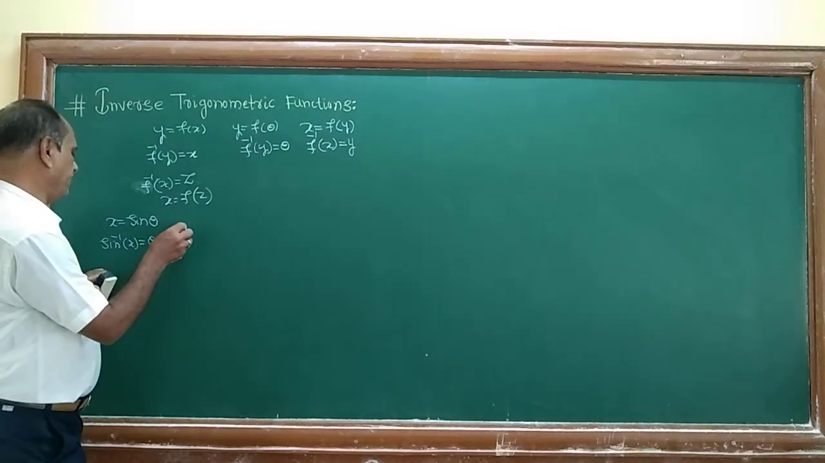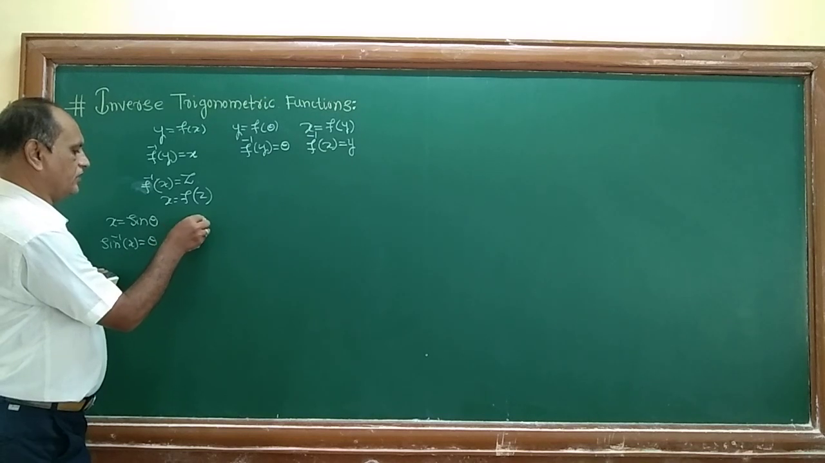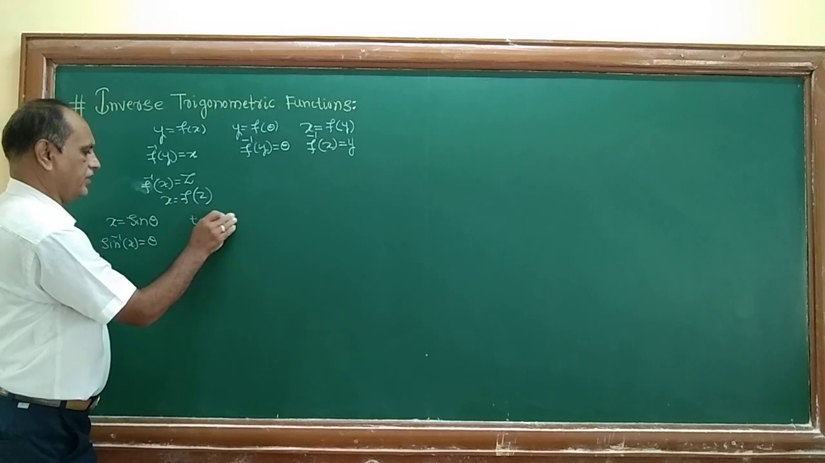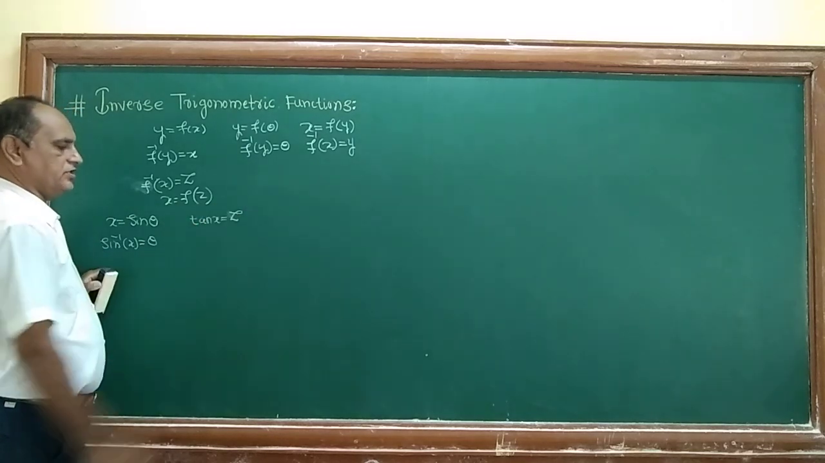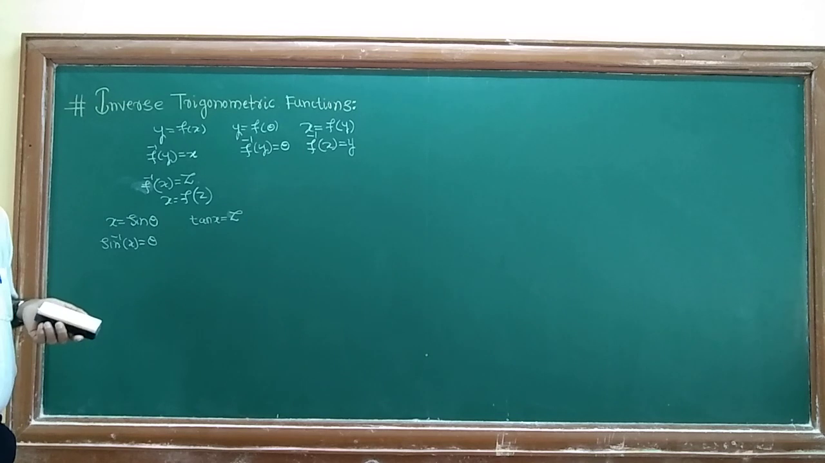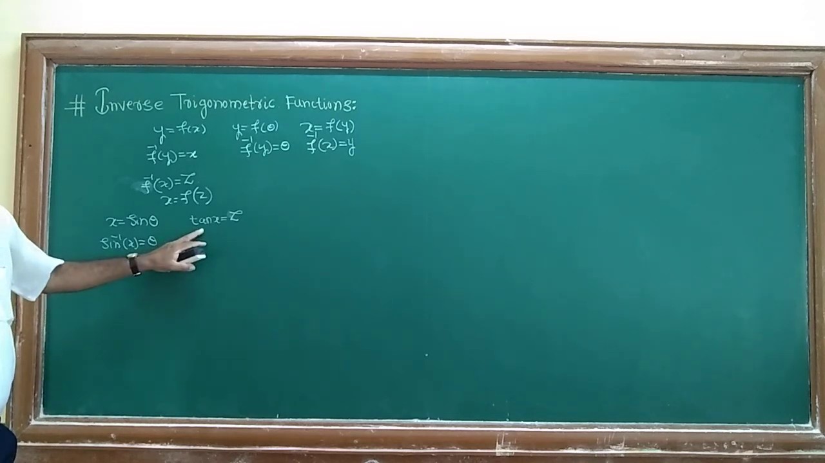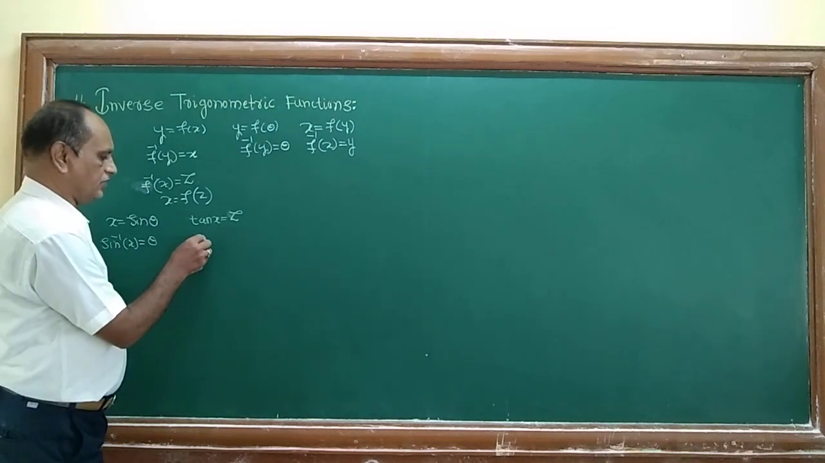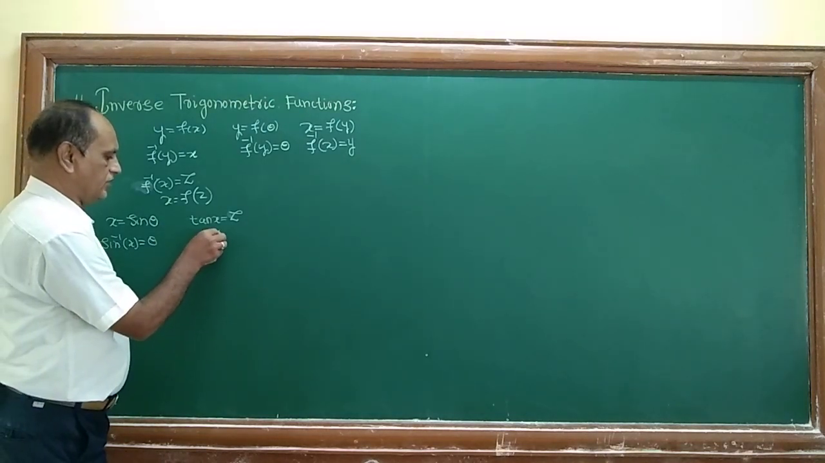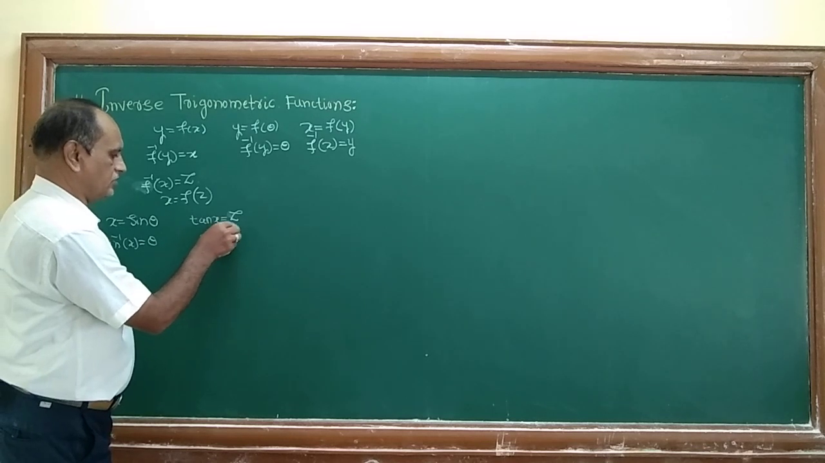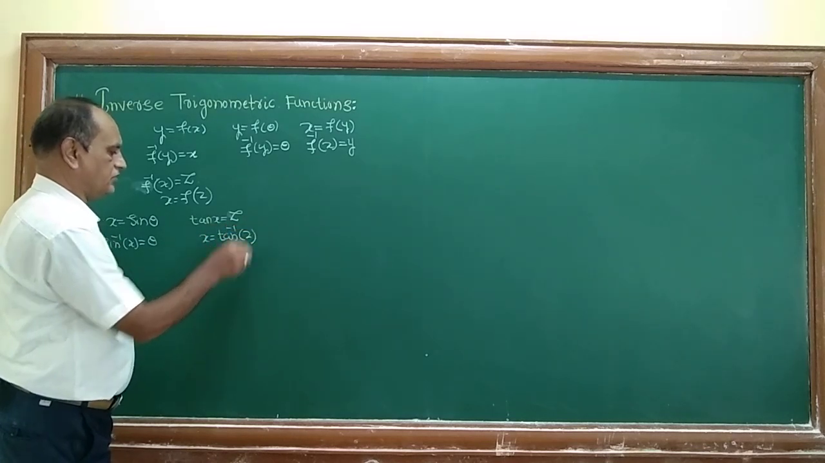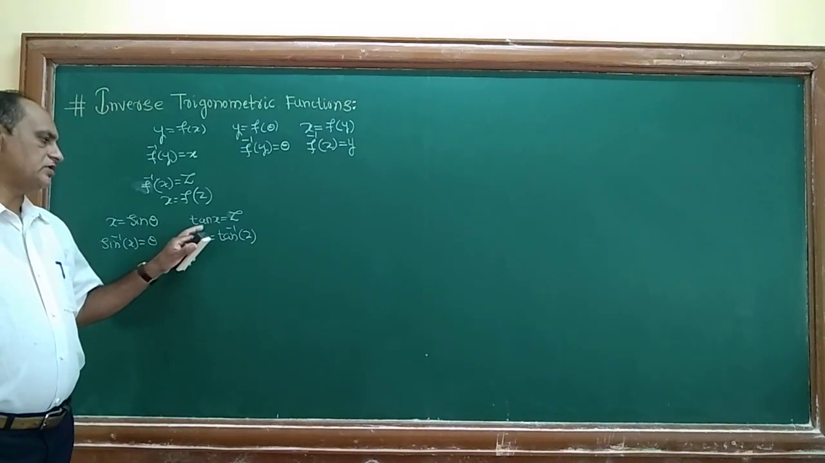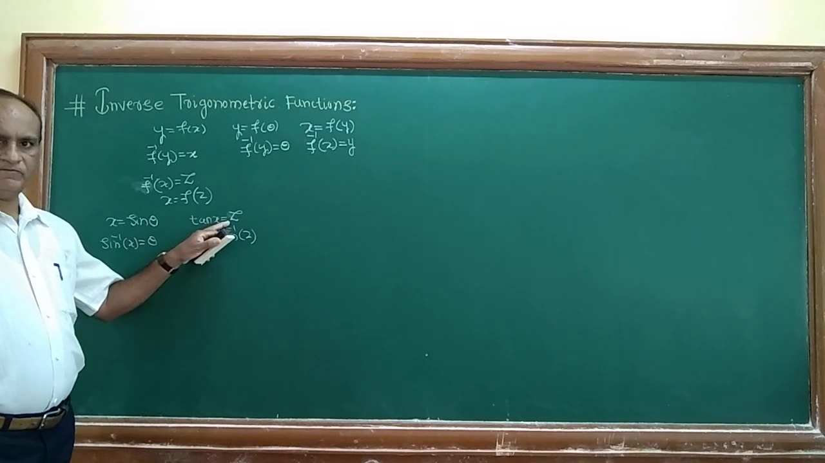Another example: suppose tan x is equal to z. This tan indicates the function. This is simple; write it as an inverse. Move this tan to the other side: x is equal to tan inverse of z, the inverse trigonometric function of the function tan x is equal to z.